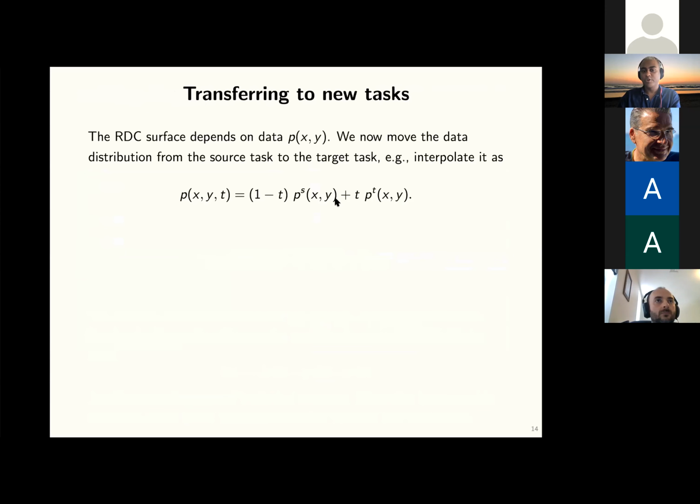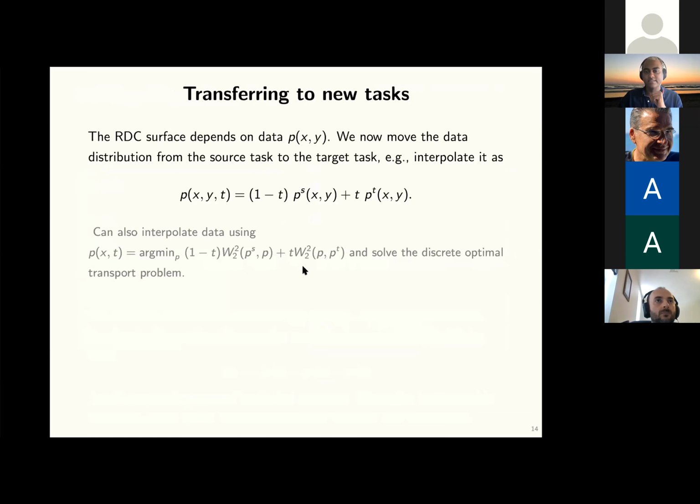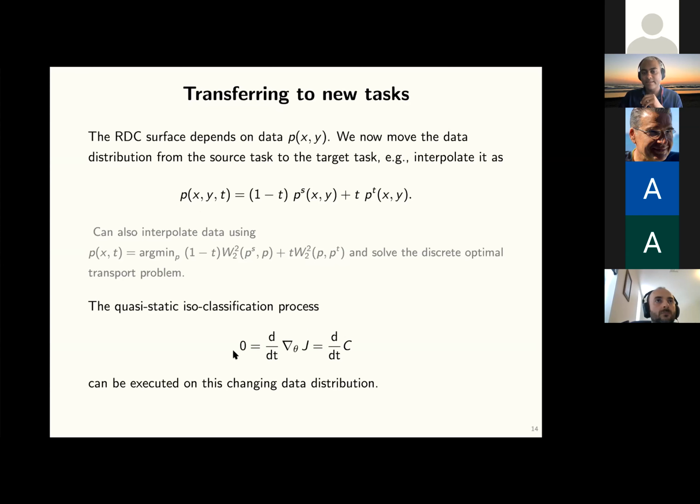So what I'm going to do now is take a source dataset, PS, and my target dataset, PT, and come up with some way of interpolating between these two distributions. This is simply a linear interpolation that I've shown here. You can think of a Wasserstein interpolation, and basically the math changes, but the algorithm more or less can also be instantiated. What I get is a time varying distribution, and I can again instantiate my same ISO classification stochastic process while my data distribution is changing.